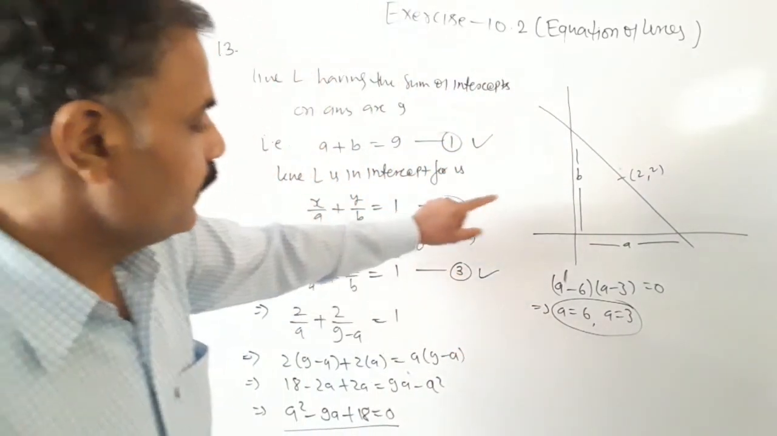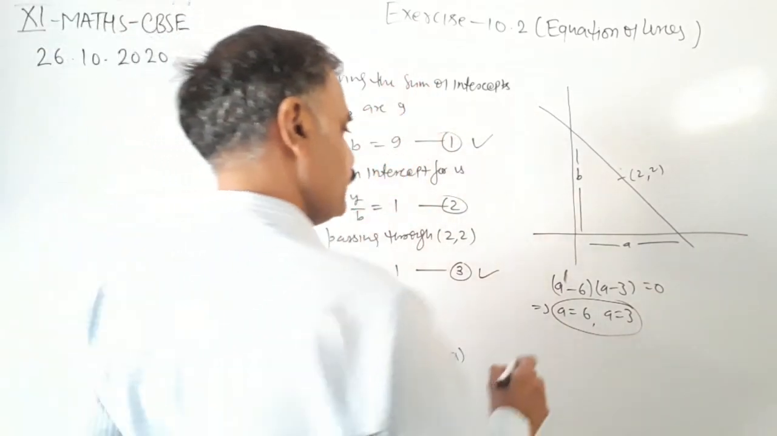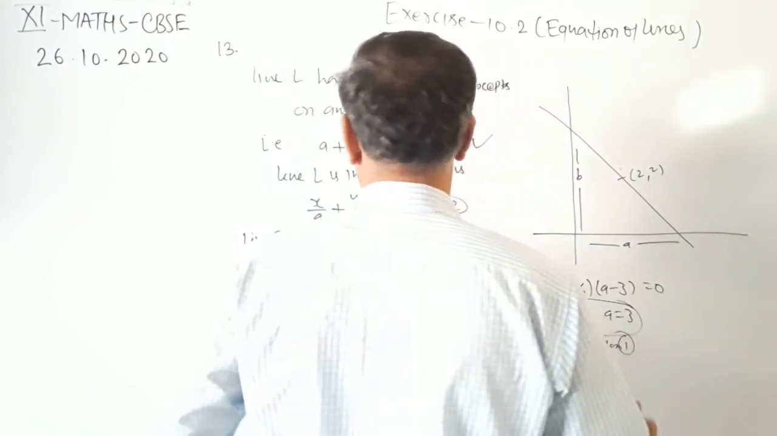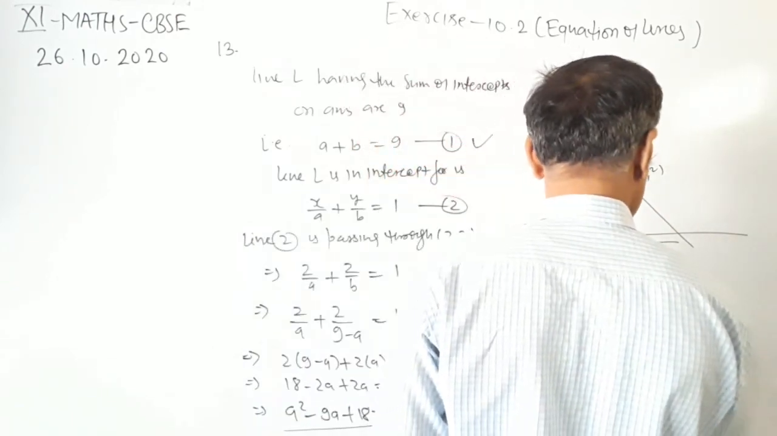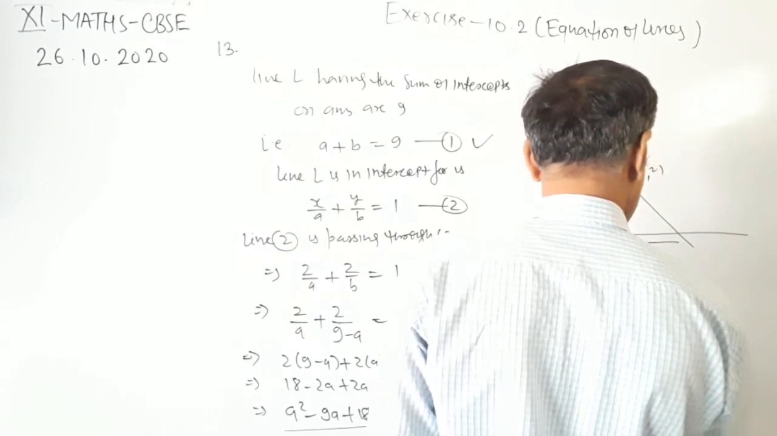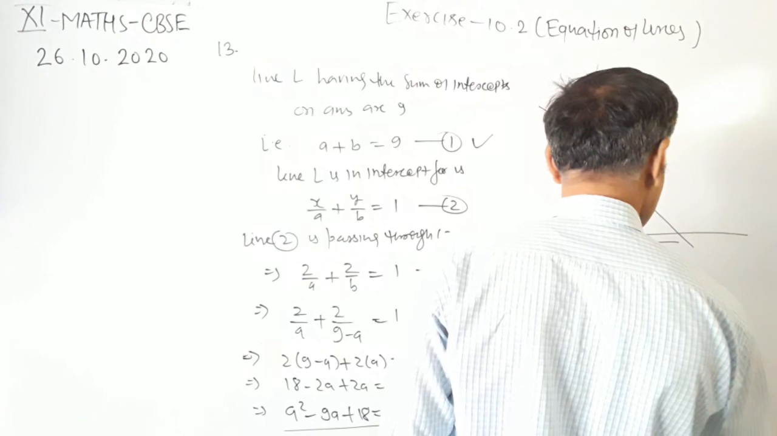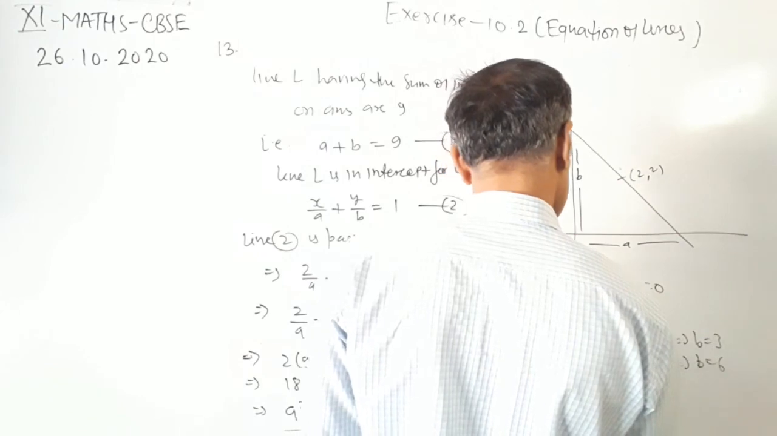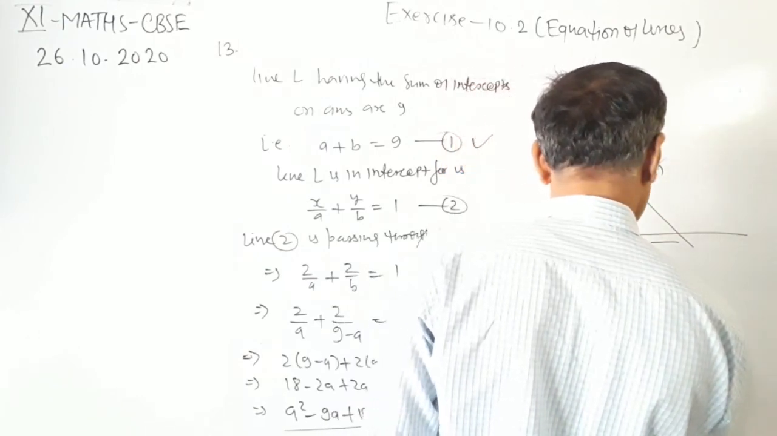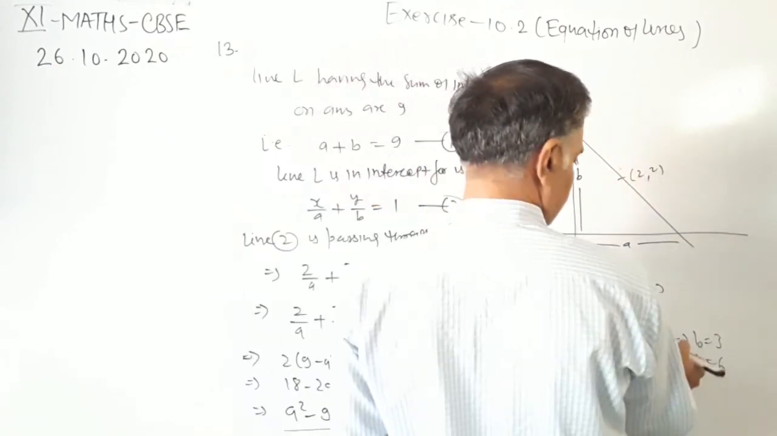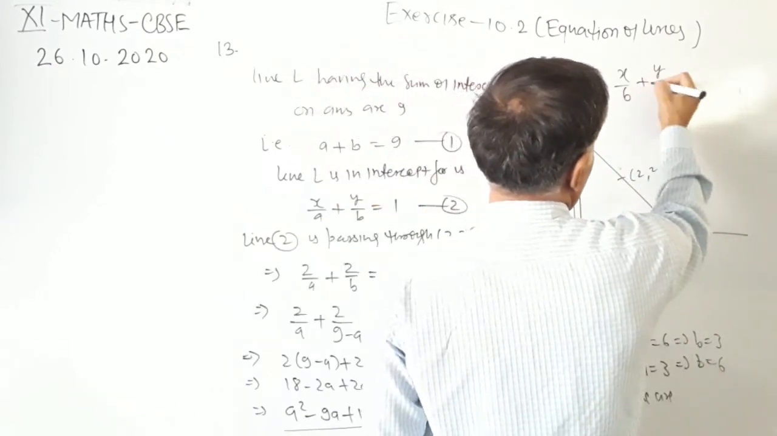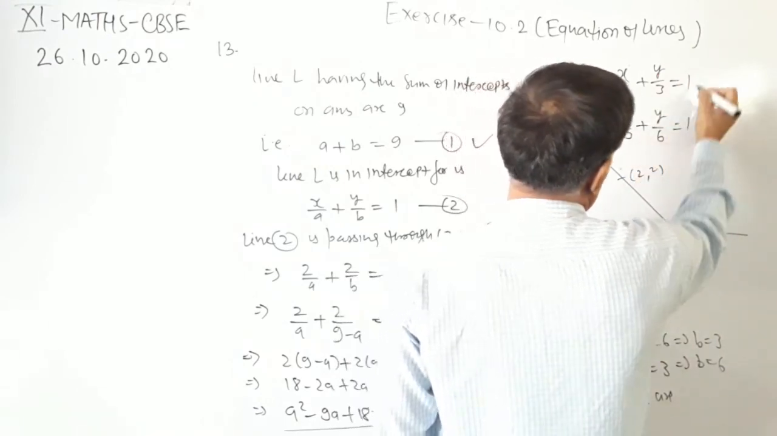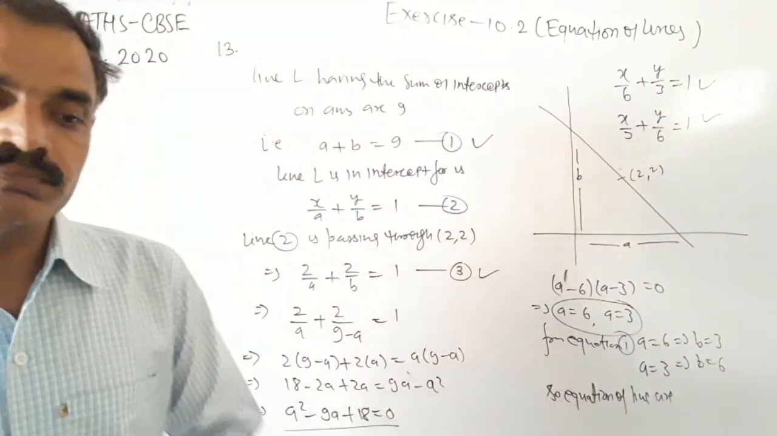Now putting these values of a in equation number 1: a equals 6 implies b equals 3, and a equals 3 implies b equals 6. So the equations of the line are x upon 6 plus y upon 3 equals 1, and x upon 3 plus y upon 6 equals 1. These are the two equations of the line.